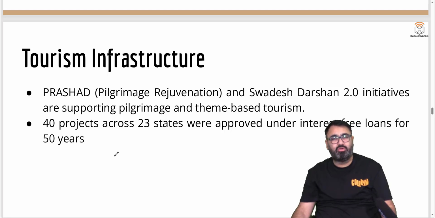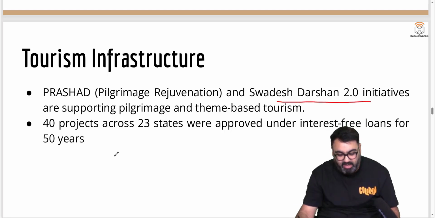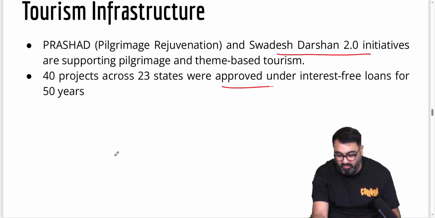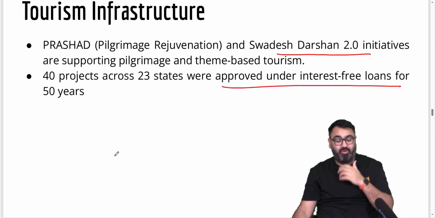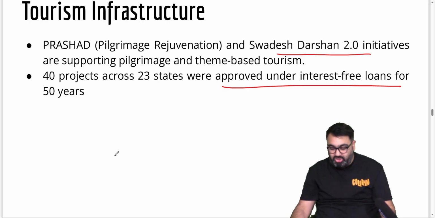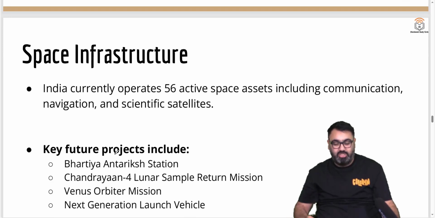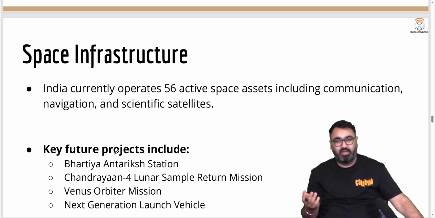Tourism infrastructure also was in focus. The Prashad and Swadesh Darshan initiative, they are supporting tourism from all across the world. 40 projects across 23 states were approved with interest-free loans for 50 years so that better infrastructure can be built for inviting tourists from outside the country and within the country. You know, Prime Minister also gave a call that people should try and visit within the country rather than being attracted to destinations from outside India.